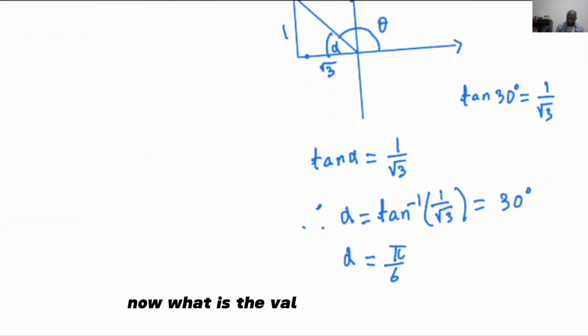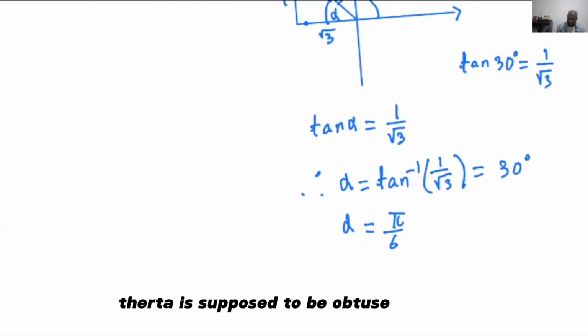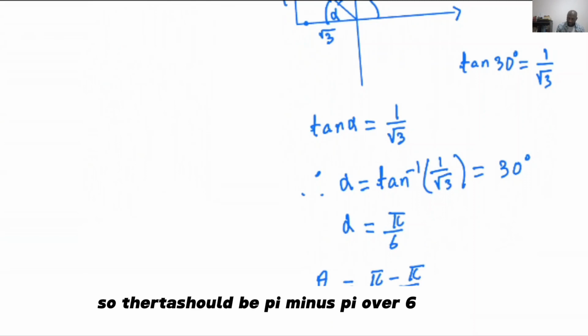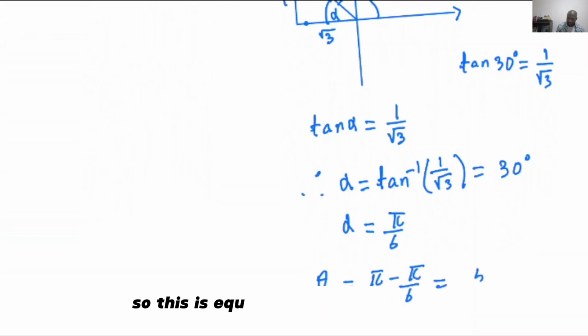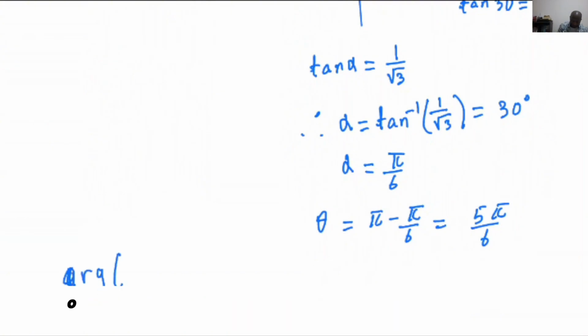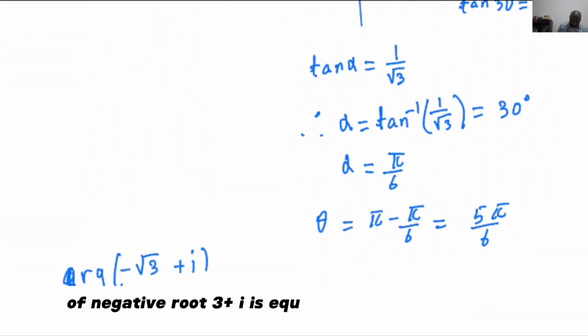Now, what is the value of theta? Theta is supposed to be obtuse. So theta should be pi minus pi over 6. So this is equal to 5 pi over 6. So the first argument is 5 pi over 6. So the principal argument of negative root 3 plus i is equal to 5 over 6 pi.